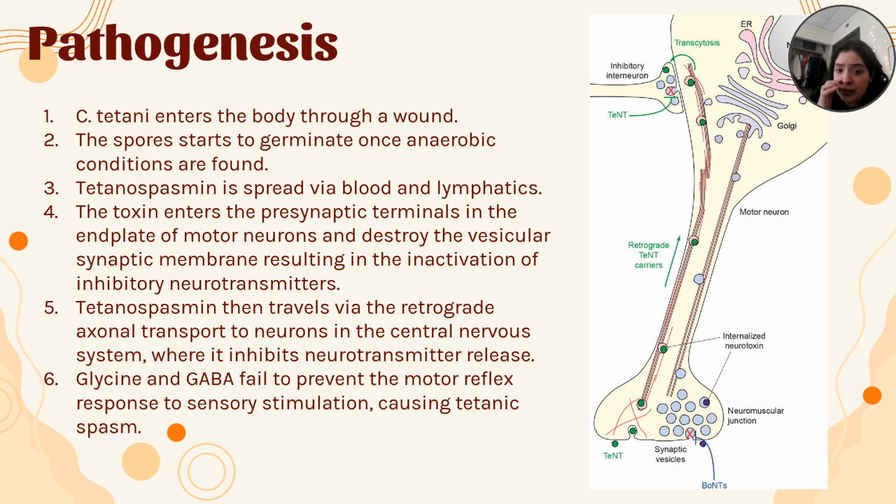The main neurotransmitters affected are glycine and GABA, which fail to prevent the motor reflex response to sensory stimulation, causing tetanic spasm, which is the constant contraction of the muscles.